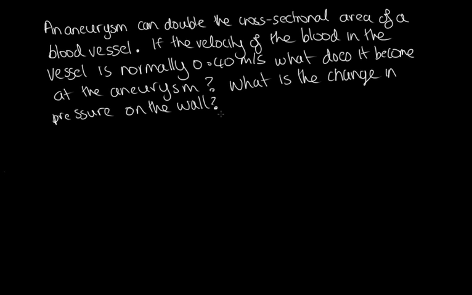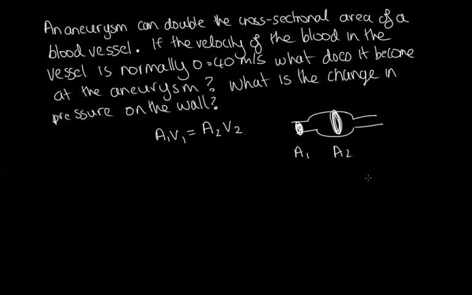So to work out what the velocity of the blood is, we're going to need to use that the volume flow rate is constant. So the cross-sectional area at place 1 times the velocity at place 1 is equal to the cross-sectional area at place 2 times the velocity at place 2. And let's call the place with the aneurysm place 2. So we've got A2 here and A1 here, cross-sectional area 1 there and cross-sectional area 2 here. And we know that A2 is equal to 2A1. So what we're trying to work out is the velocity in this aneurysm.